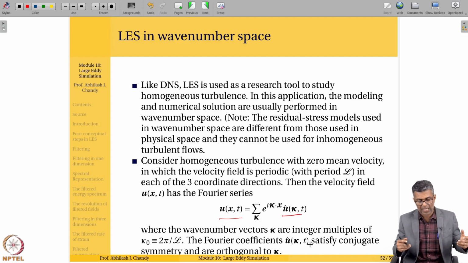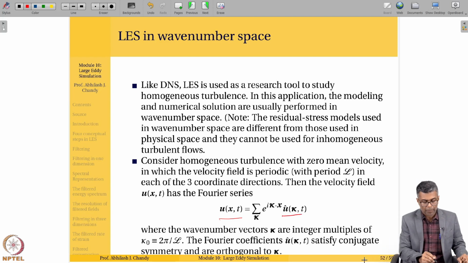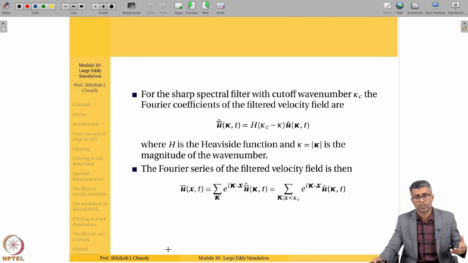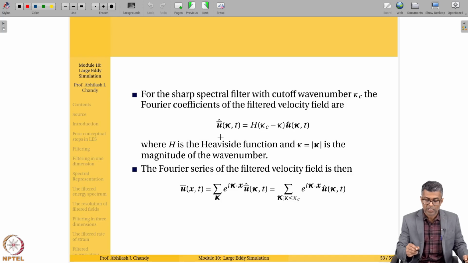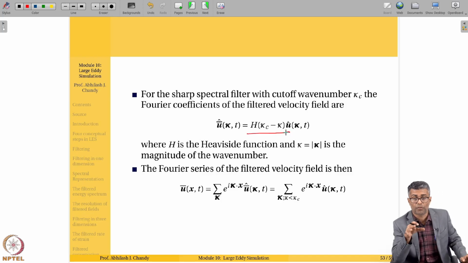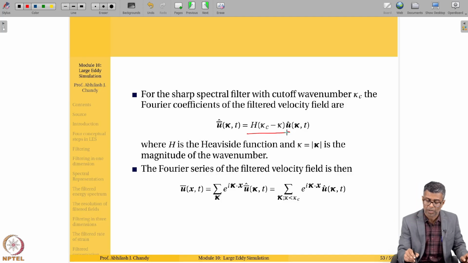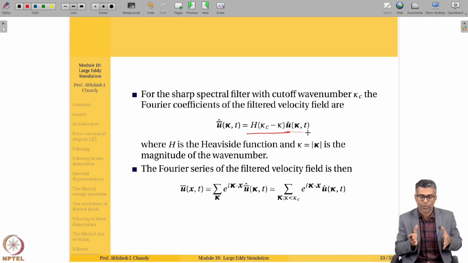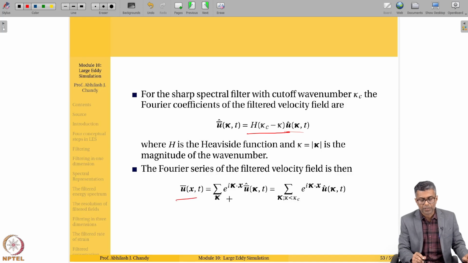So the Fourier coefficients satisfy the conjugate symmetry, and they are also orthogonal to kappa. Right? Kappa naught, which is 2 pi over L, is the smallest resolved wave number. Okay. Now, for a sharp spectral filter, your u bar hat is essentially the Heaviside function. The sharp spectral filter in wave number space is the Heaviside function multiplied by the u hat, isn't it? You take your DNS field and you multiply it by the Heaviside function, you essentially get your filtered velocity field in wave number space. So now if you write your Fourier series of the filtered velocity field, it looks like this. u bar of x,t is e to the i kappa dot x, u bar hat of kappa comma t.